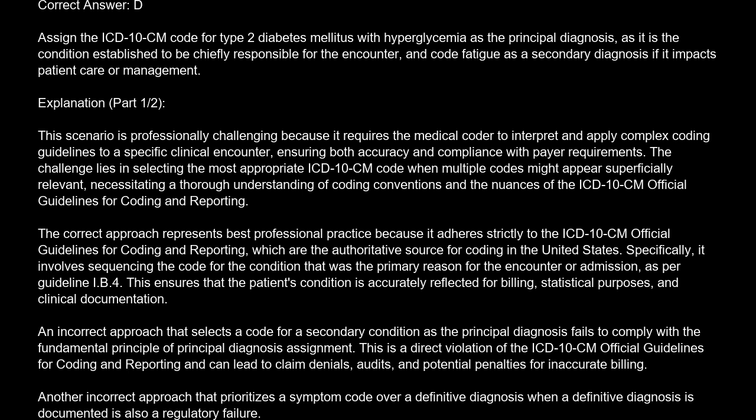Specifically, it involves sequencing the code for the condition that was the primary reason for the encounter or admission, as per Guideline I.B.4. This ensures that the patient's condition is accurately reflected for billing, statistical purposes, and clinical documentation. An incorrect approach that selects a code for a secondary condition as the principal diagnosis fails to comply with the fundamental principle of principal diagnosis assignment. This is a direct violation of the ICD-10-CM official guidelines for coding and reporting, and can lead to claim denials, audits, and potential penalties for inaccurate billing.